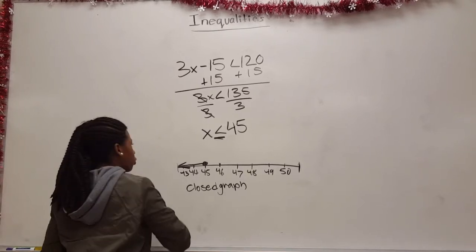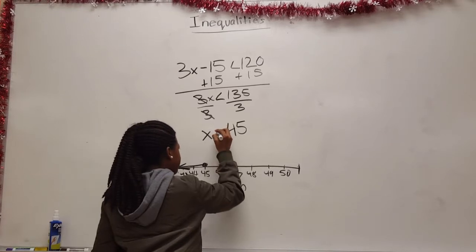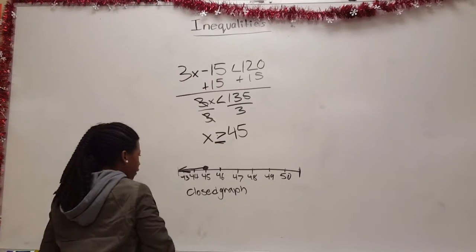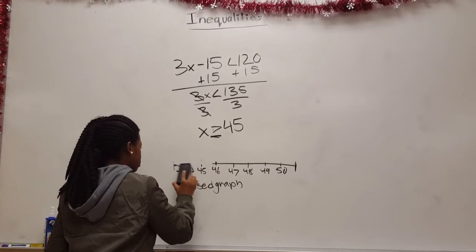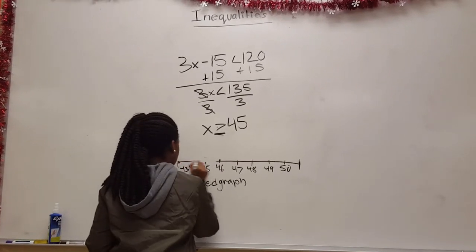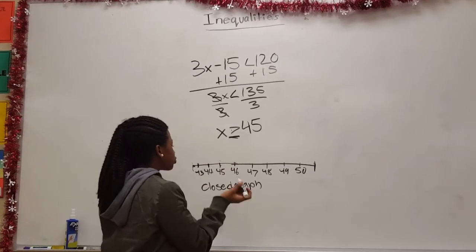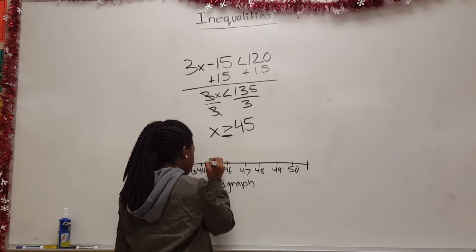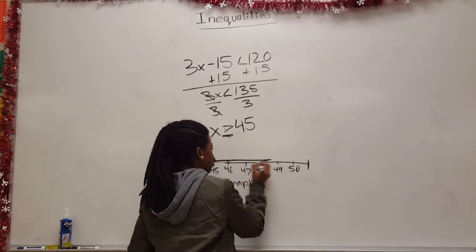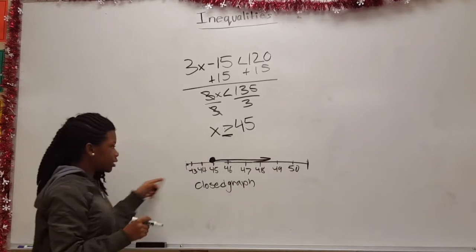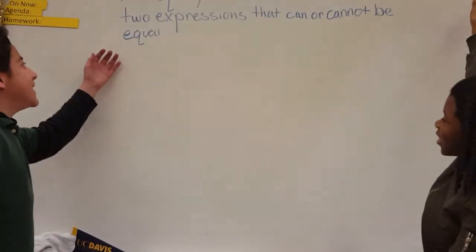Now, if the symbol were to change, and let's say x was greater than 45, the graph would also change. You'll still plot it at the 45 with a closed circle, but you would just point it the other direction. So this would be the way for less than, and this would be the way for greater than. And that's how you would graph an inequality.